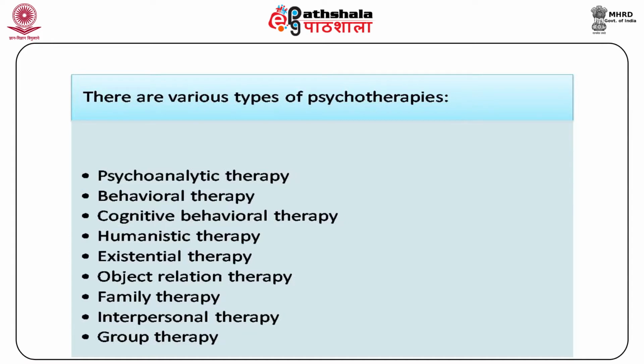There are various types of psychotherapies. Number one, psychoanalytical therapy. Two, behavioral therapy. Three, cognitive behavioral therapy. Four, humanistic therapy. Five, existential therapy. Six, object relation therapy. Seven, family therapy. Eight, interpersonal therapy. Nine, group therapy. And there are many more.